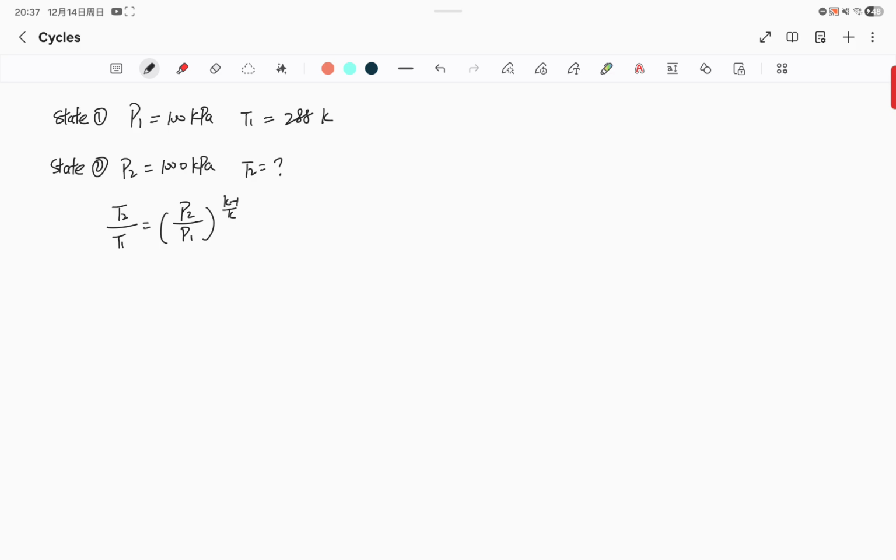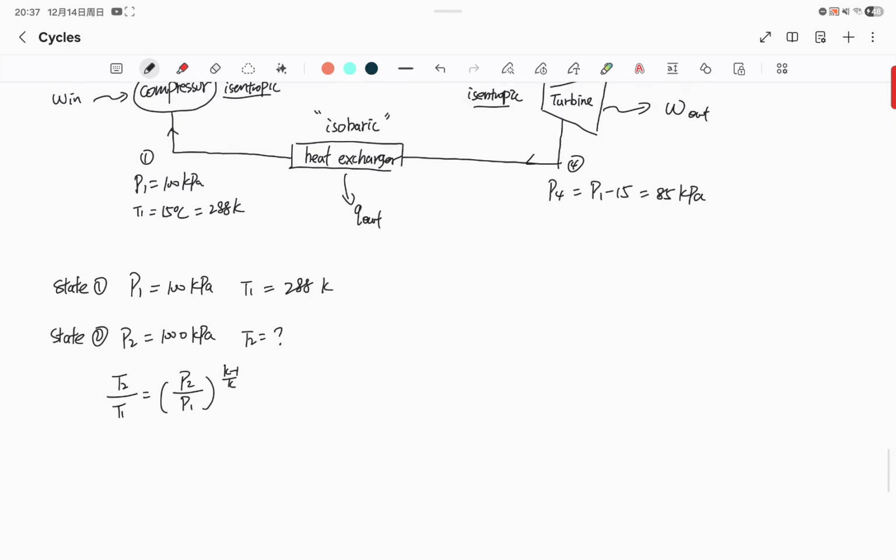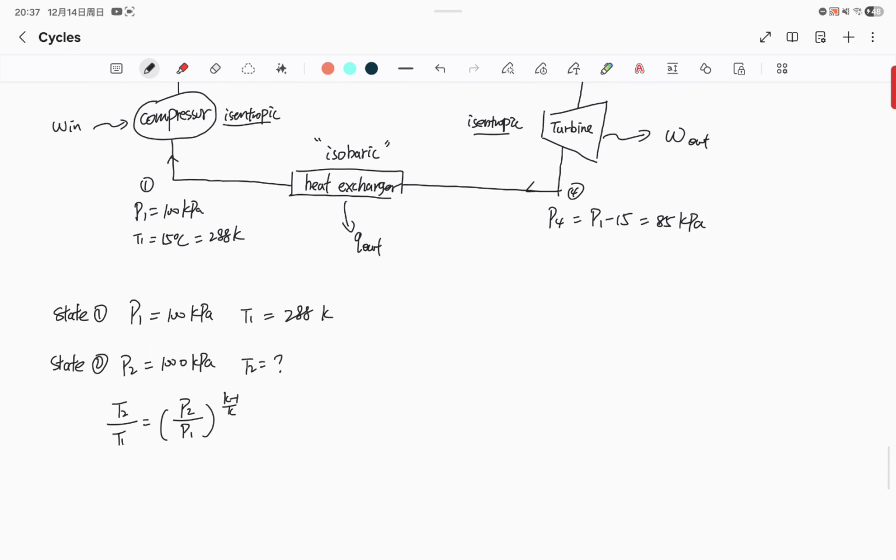Where is k? You can find this in your property table. Well, I see it, but I only see small k. I only see the symbol, I don't see its name. But whatever. Just need to know that for air, the value of k is 1.4.